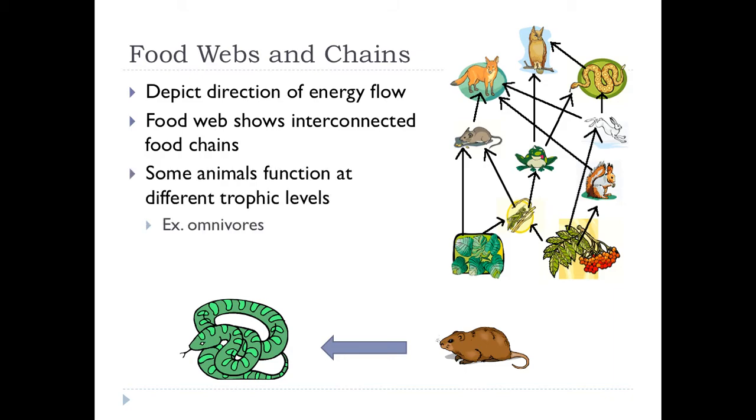I mentioned this before that some animals do function at different trophic levels. A great example of this would be an omnivore. So an omnivore can function as a primary consumer, eating plant or algae material, but may also eat other consumers, and so may also be basically a meat eater or carnivore sometimes, so it does double duty.